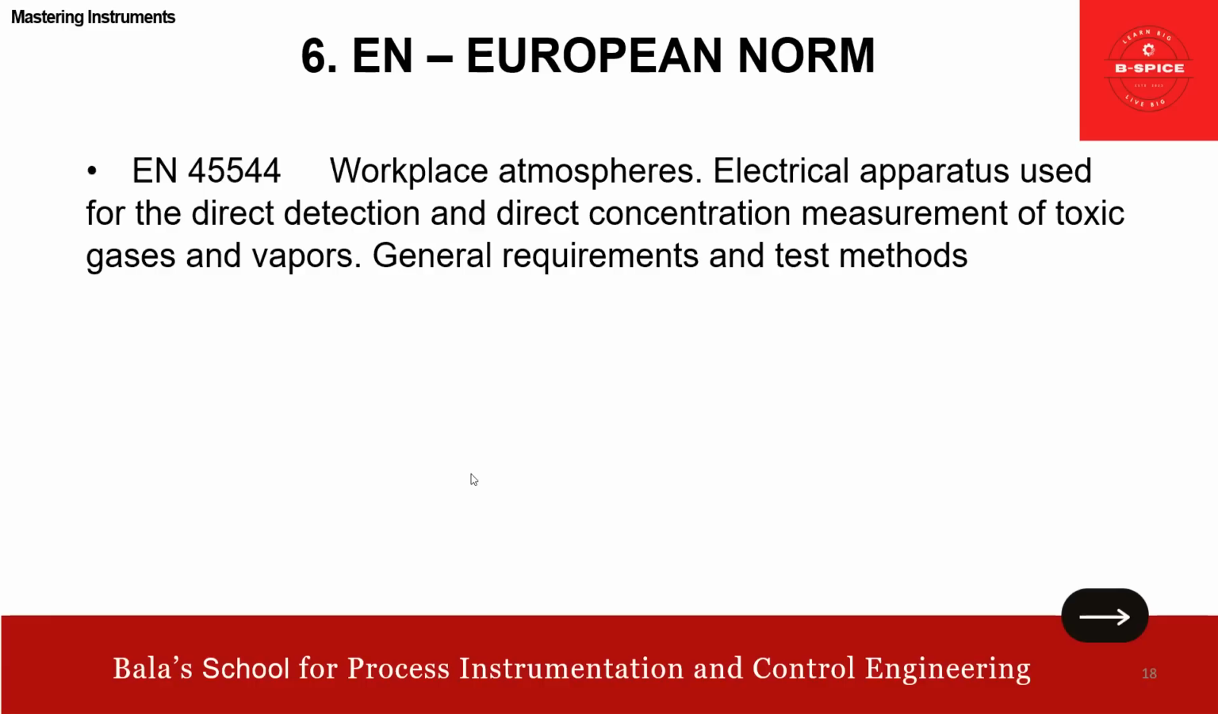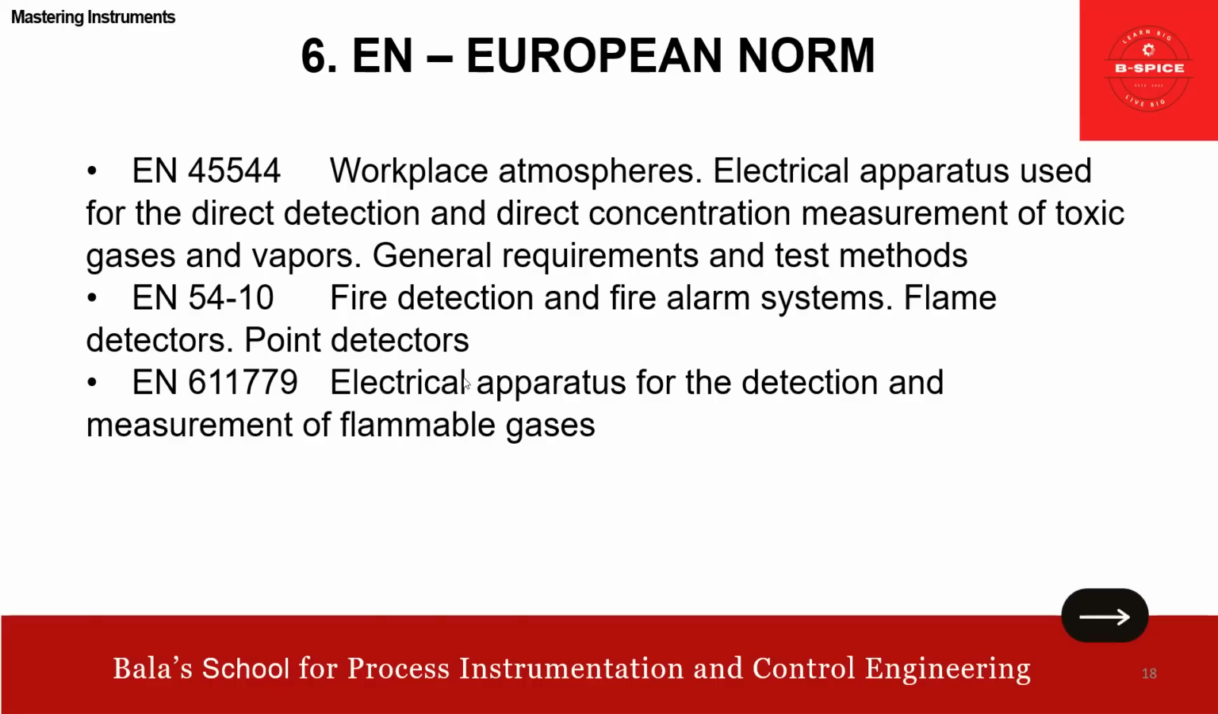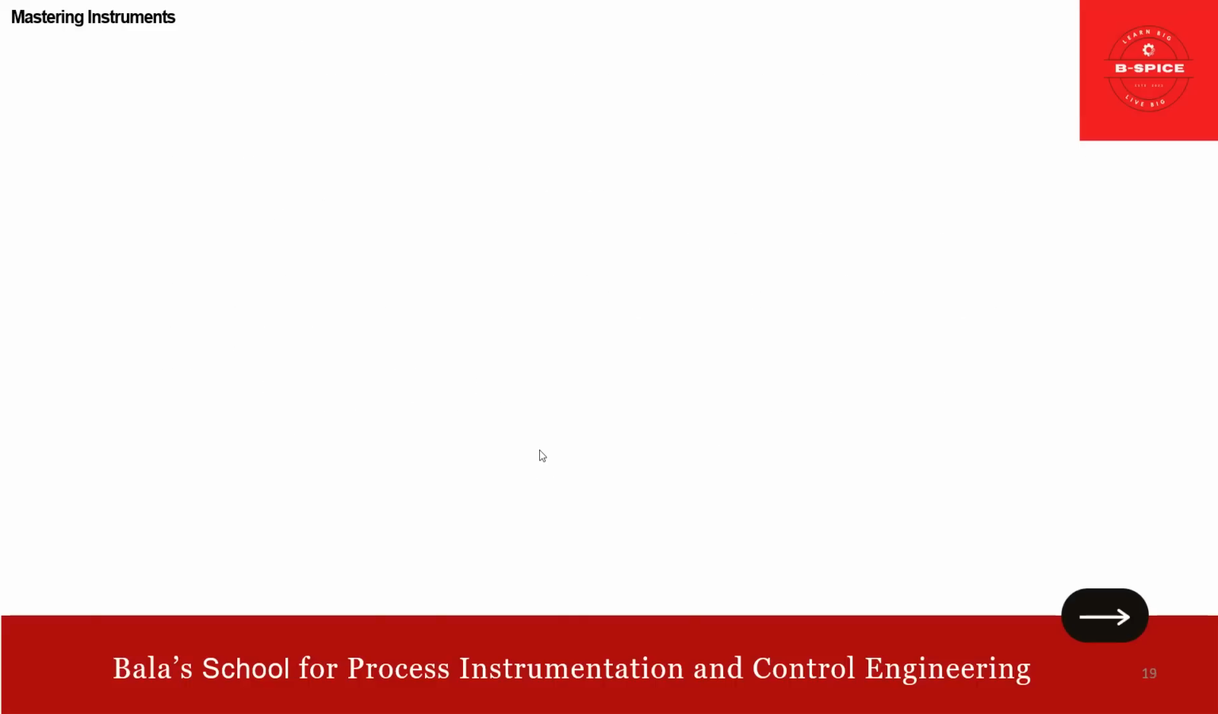Then we have Euro norm, European norm. EN 45544 is for workplace atmospheres. It's basically electrical apparatus used for the direct detection and direct concentration measurement of toxic gases and vapors, plus general requirements and test methods. All this comes under EN 45544. Then EN 54 Part 10, fire detection and fire alarm system: flame detectors, point detectors, all these. Then EN 61779 talks about electrical apparatus for the detection and measurement of flammable gases.